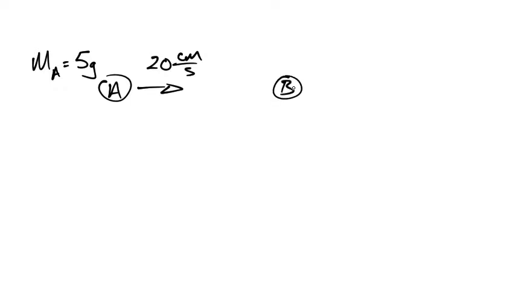And ball B is traveling in the same direction, but only at 10. Okay? So not as fast. But it says that ball B is actually twice as big. So we can say, not only is it going 10 centimeters per second, but its mass is also 10 grams.